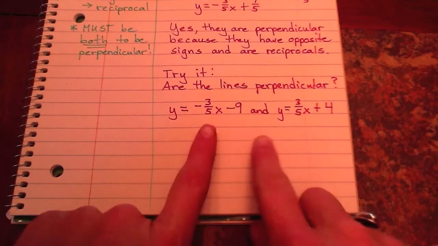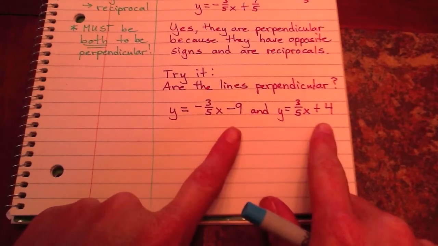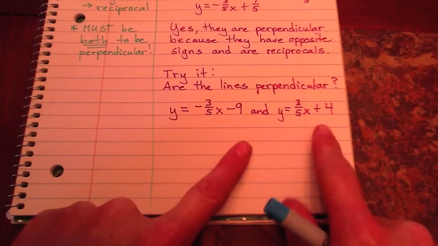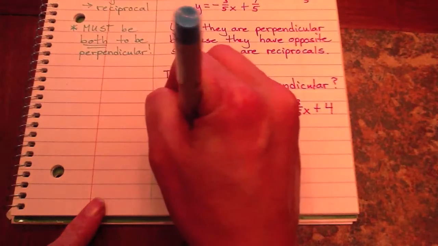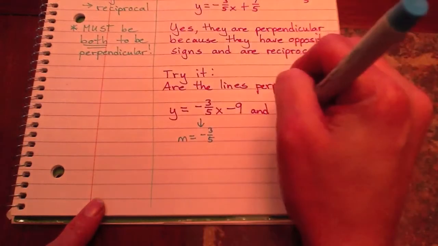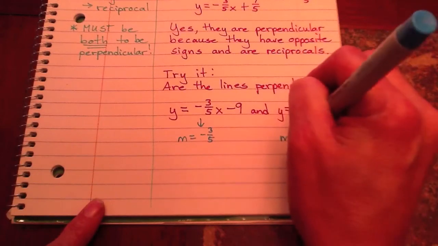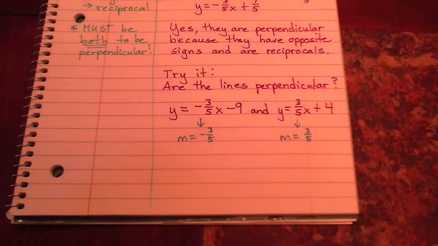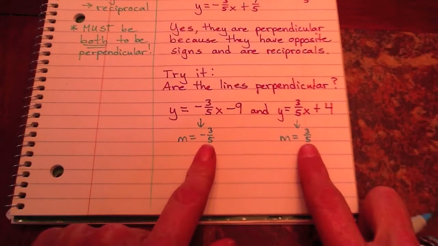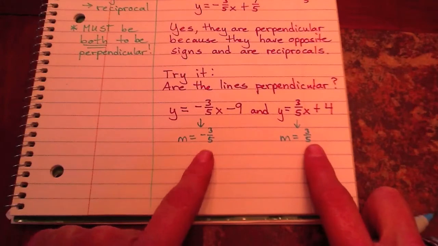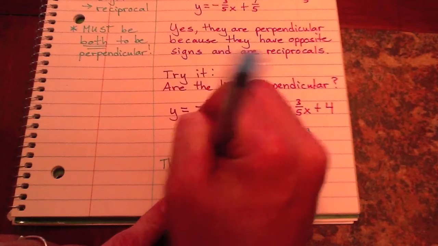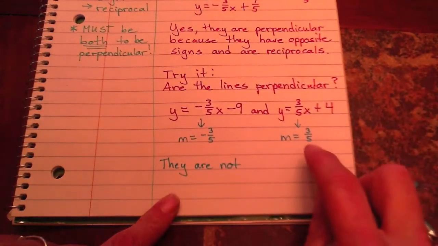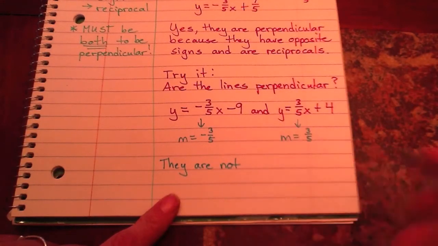When you went to look at these, notice they were both in y equals mx plus b form. So this one was already set up for you nice and easy. All you had to do was look at m. M equals negative 3/5, m equals 3/5. And you ask yourself the question, are they opposite signs? Yes, they are. Are they reciprocals of each other? No, they're not. So these lines are not perpendicular. They're basically just two lines that are going to cross somewhere at some angle.